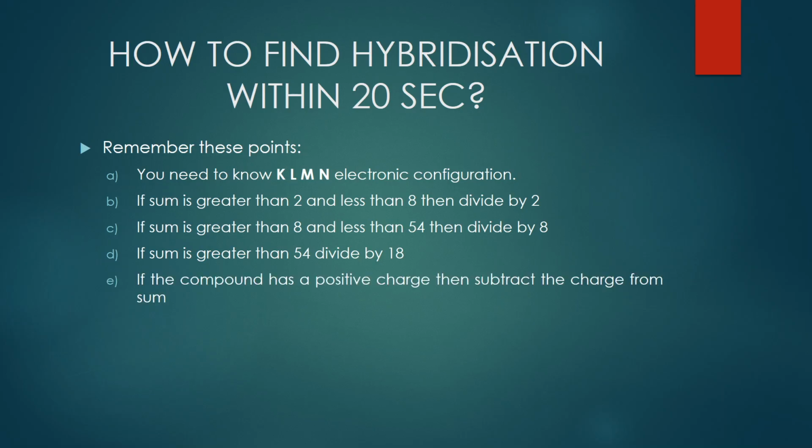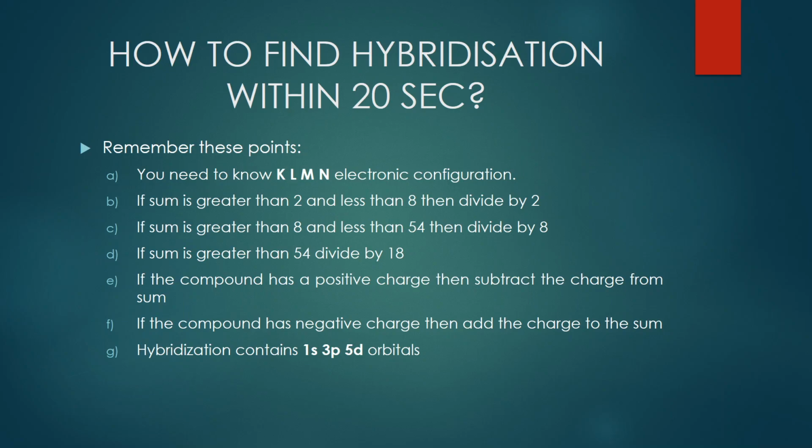Now, if the compound has a positive charge on it, then subtract the number of charges from the sum. If the compound has negative charge on it, then add the number of charges to the sum total. Hybridization contains 1 s orbital, 3 p orbitals and 5 d orbitals in it. Now let us learn it through an example which makes our learning easy.